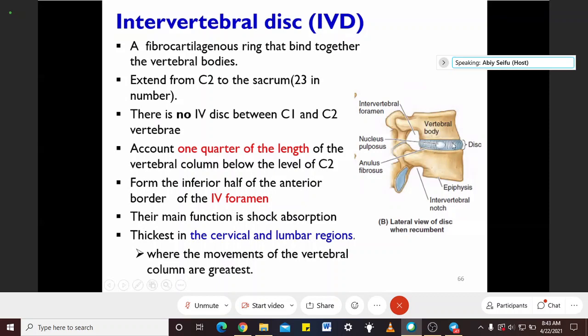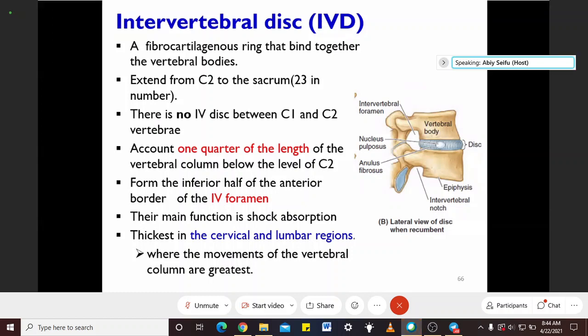You see, this intervertebral disc is the binding medium of two consecutive vertebrae. Here are the bodies of the vertebrae, superiorly and inferiorly, and they are articulated with each other through an articulating medium, which is the intervertebral disc. Primarily, this intervertebral disc is a shock absorber. Its size varies from superior to inferior. For instance, in the cervical and lumbar regions it is thicker, which reflects the degree of movement that occurs in those regions.